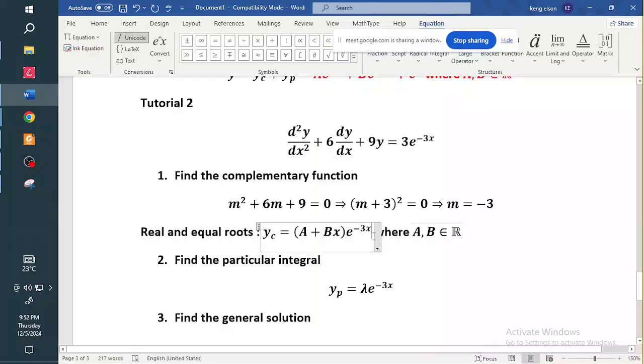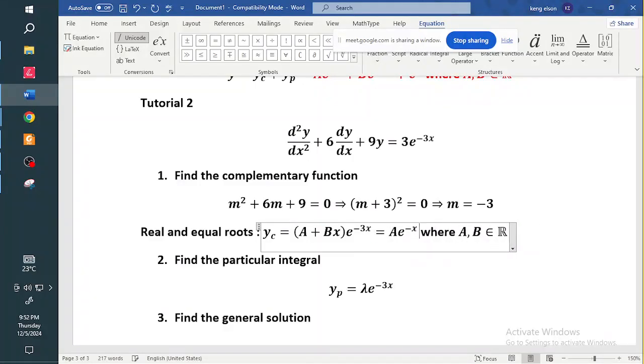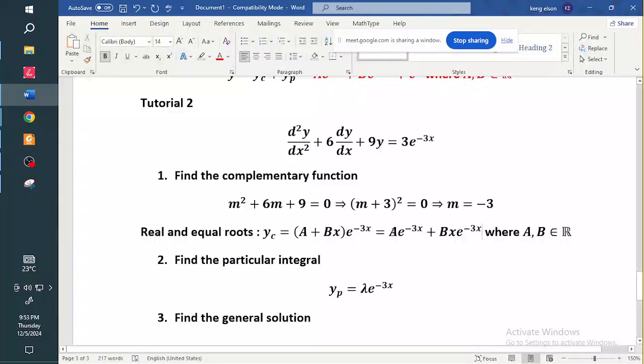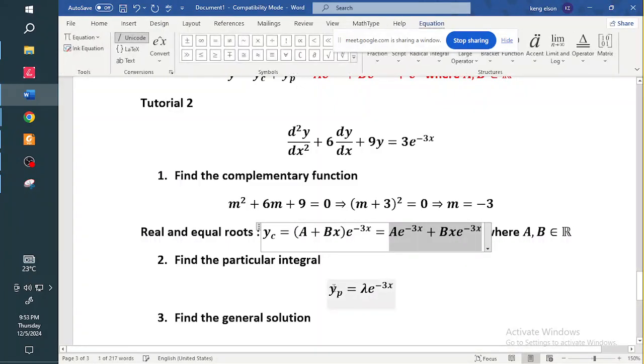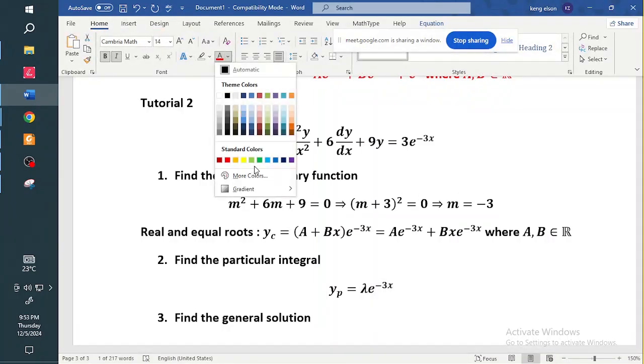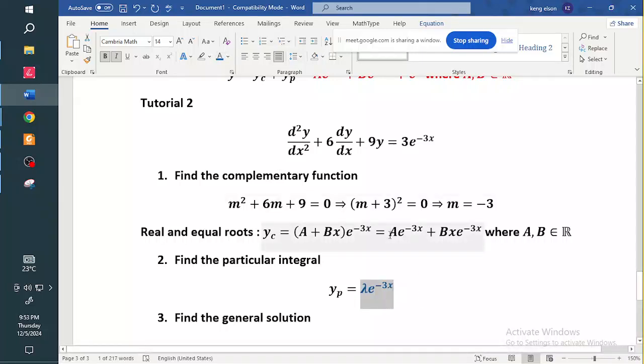Now, if I expand my complementary function normally, I'm going to have A times e to the negative 3x plus Bx e to the power negative 3x. That is what I'm going to have. So whenever I have the initial guess of my particular integral, I must come back to the complementary function and verify if that initial guess can be found there.